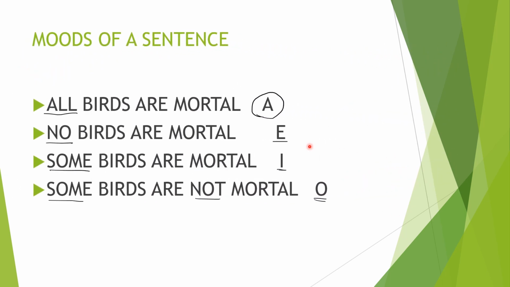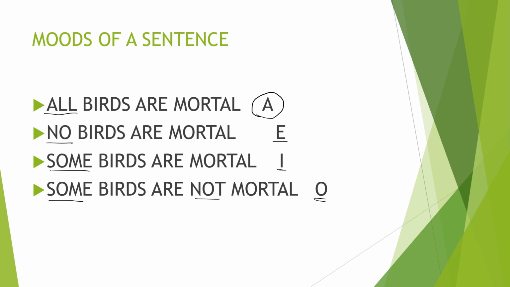See, for example, all birds are mortal. So what is the mood of that sentence? It is starting with all, so we have to use A. Okay. No birds are mortal. So for no, which one do we have to use here? That is E. Okay. And some birds are mortal. I is the mood of it. And some birds are not mortal. O is the mood of it.